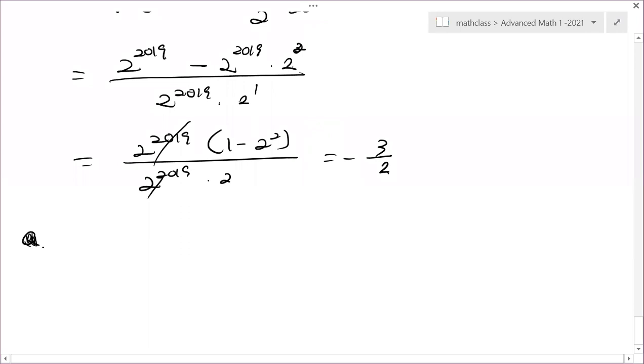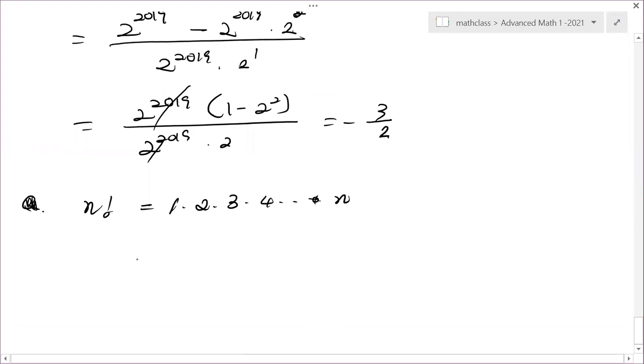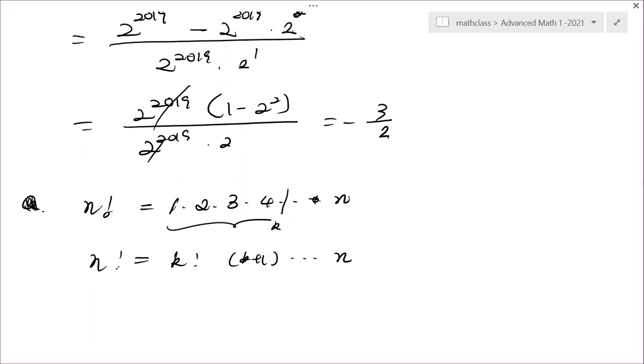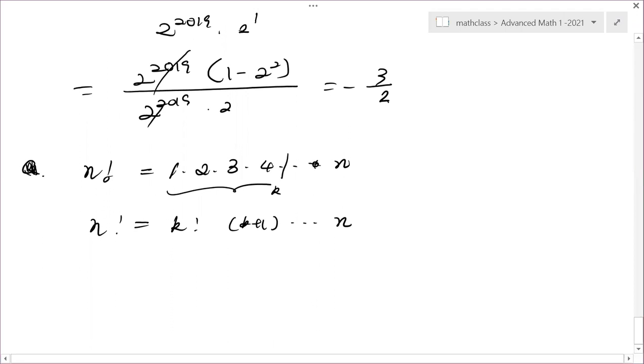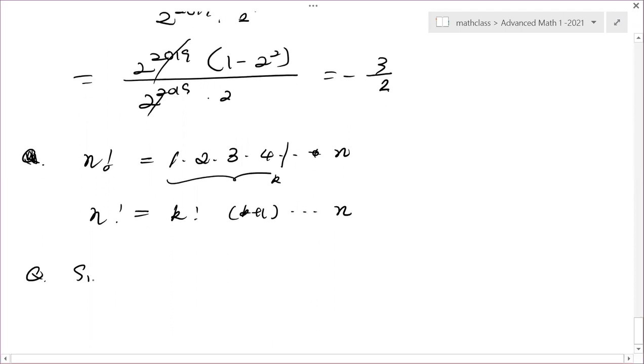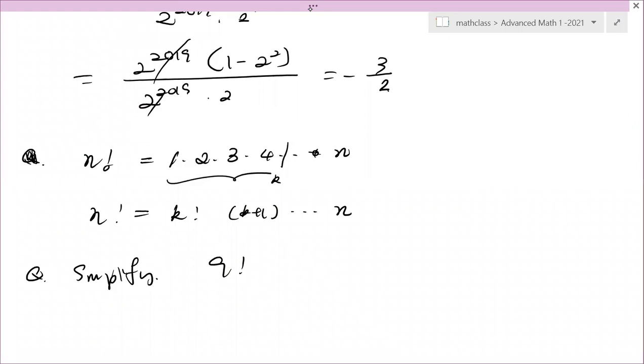Yeah, we have to remember we have the definition, right? It says n factorial is going to be 1 times 2 times 3 times 4, all the way to n, right? So by definition, you can stop here. If it's k, it'll be k factorial times k plus 1 up to n. So n factorial can always be written as k factorial times the product of the remaining integers. Using this, you can simplify. We can use a bigger number.